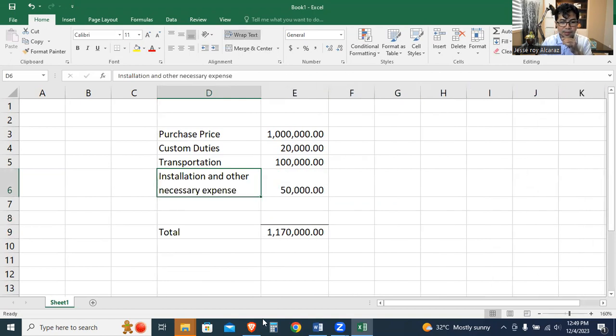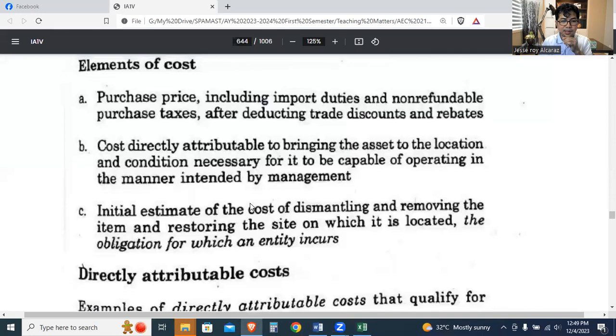Okay, but we're not done yet because naa pay number 3. Initial estimate of the cost of dismantling and removing the item and restoring the site on which it is located, the obligation for which an entity incurs. So the accounting standard tells us that if there is an estimated cost for the dismantling and removing of the item, let's say gitaod na to siya dito sa yuta or sa building, and after 5 years of useful life, kailangan na to siya tanggalon, spending around another 50,000. So our accounting standard tells us that it shall be added to our cost.